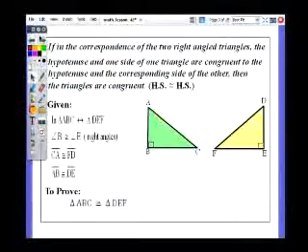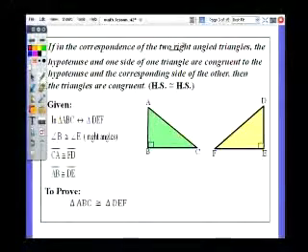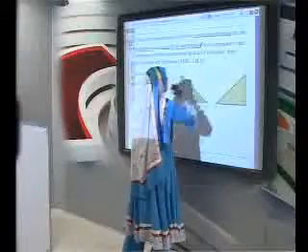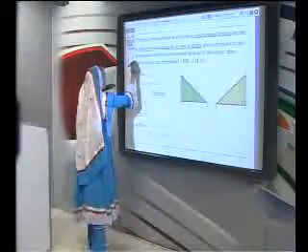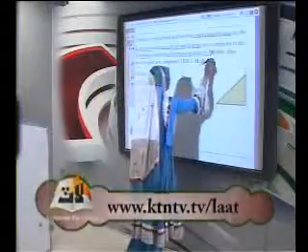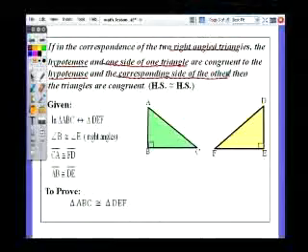We'll start with the proof of the theorem, and it is, I'm going to read it again for you. If in the correspondence of two right angled triangles, the hypotenuse and one side of one triangle are congruent to the hypotenuse and the corresponding side of the other, then the triangles are congruent.